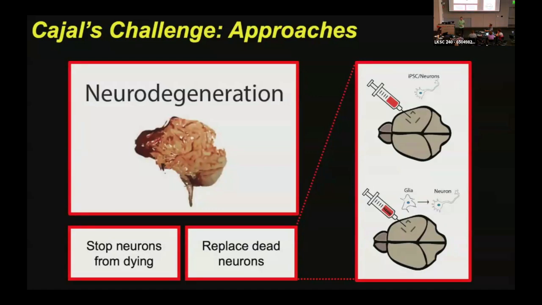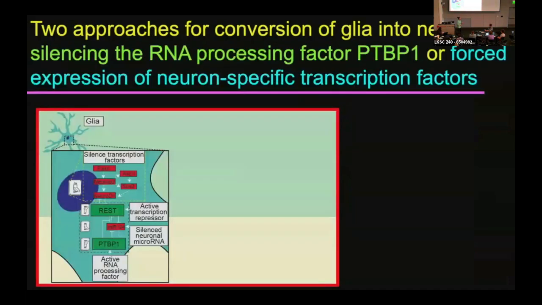So there are two ways to go. You could either inject iPSCs or neurons in the brain to reinnervate the brain region, or convert glia in vivo into neurons to achieve this replacement of dead neurons. We're trying to do both in the Cleveland lab, but today I'm going to share with you how we're trying to convert glia into neurons in vivo. So let's say we want to do it. How are we going to do it?